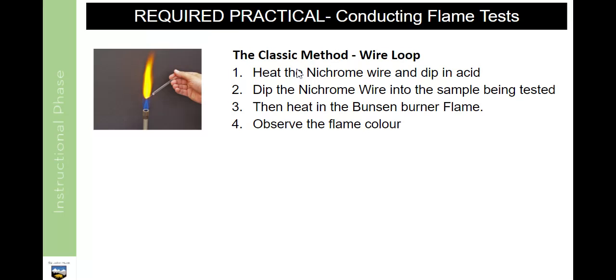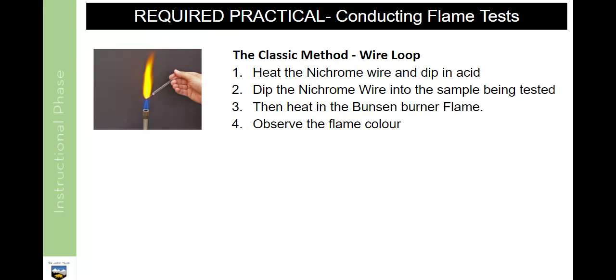So you've got your metal loop. You hold it in the flame, and you dip it in acid. So before you put it in anything, firstly you need to hold it in the flame to make sure it's clean, to make sure that the flame's not changing colour to begin with.